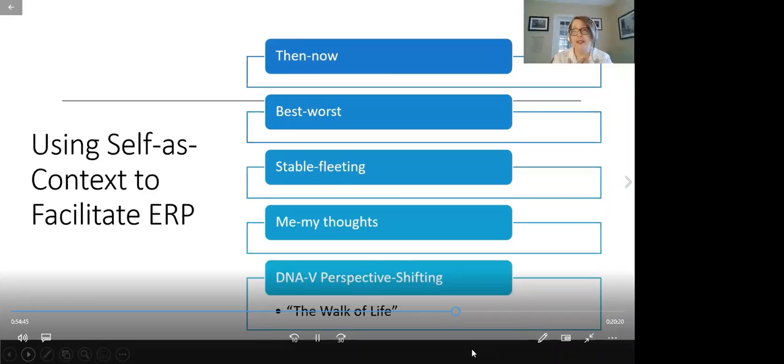That noticing place is stable. Your experiences are impermanent and fleeting. And then we talked about the last two, me and my thoughts, and then shifting across the perspectives of the DNAV.